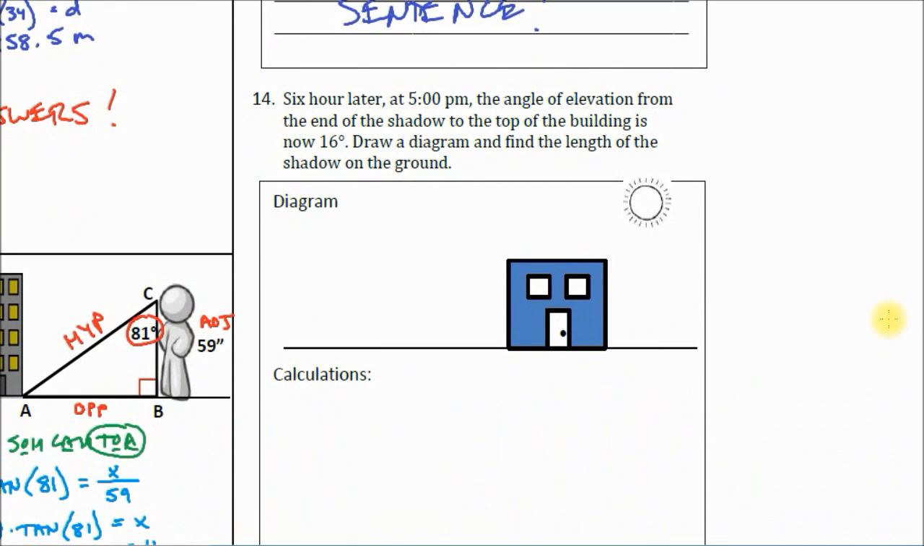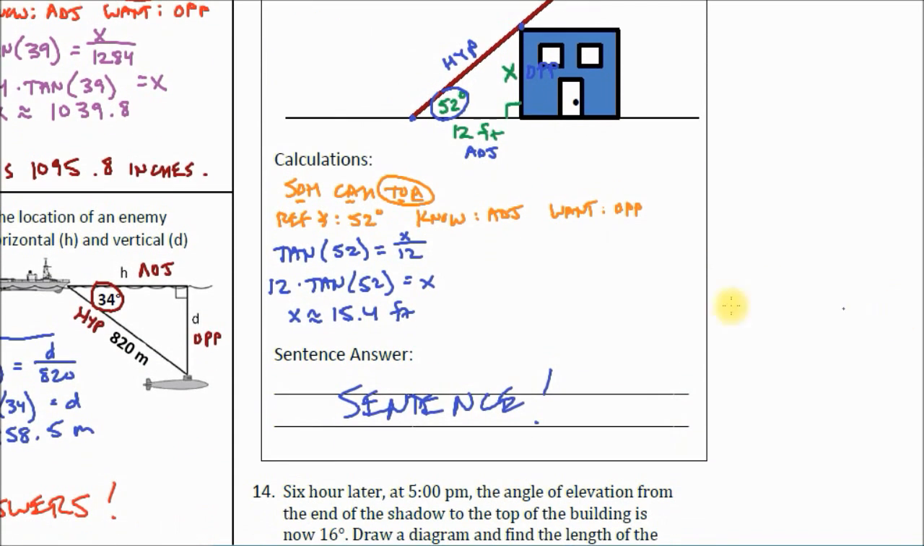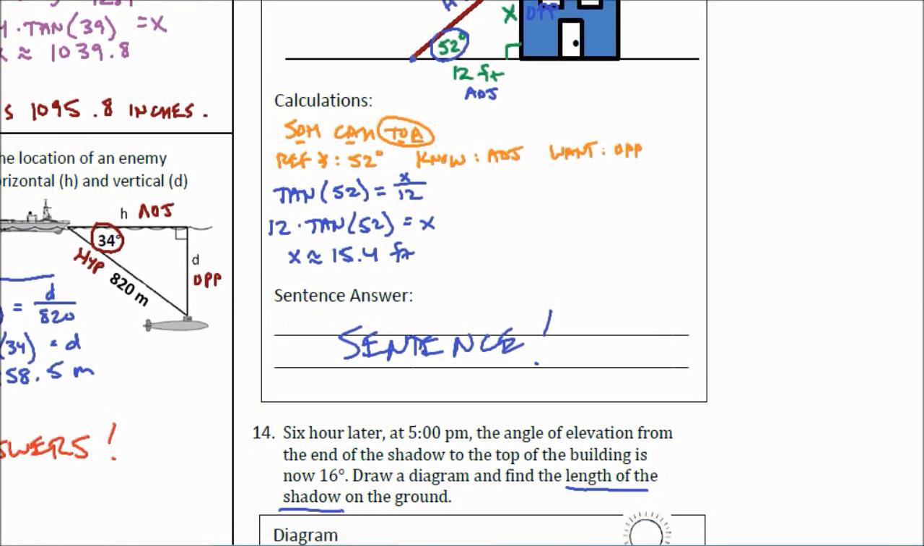Six hours later, in number 14: six hours later at 5 p.m., the angle of elevation from the end of the shadow to the top of the building is now 16 degrees. Draw a diagram and find the length of the shadow. So look at question 13. We were looking to find the height of the building. Now we know the height of the building is 15.4 feet. The building did not grow when the sun moved, so we know that value. Now we have to find the length of the shadow.